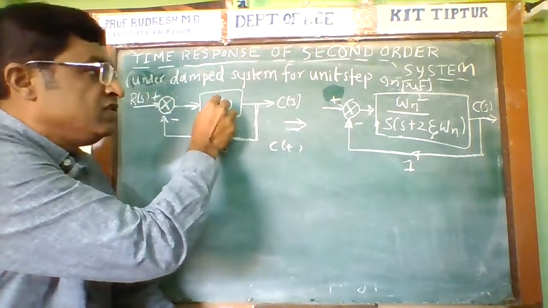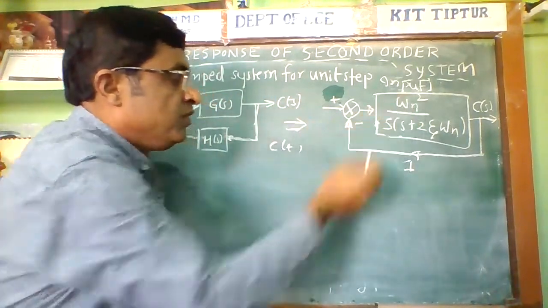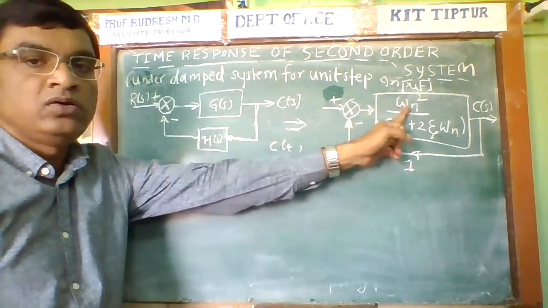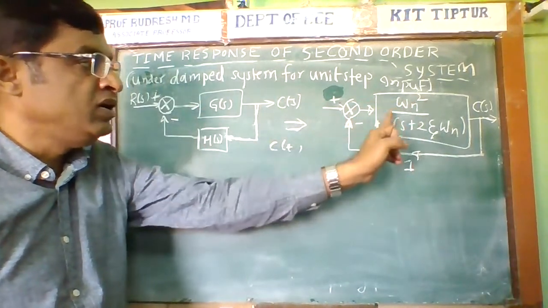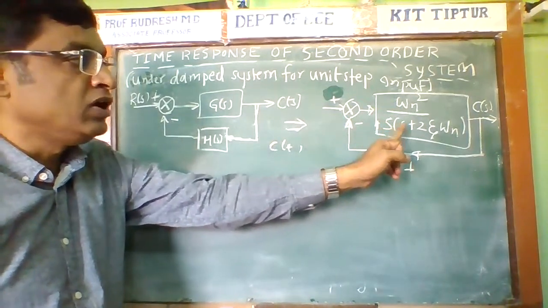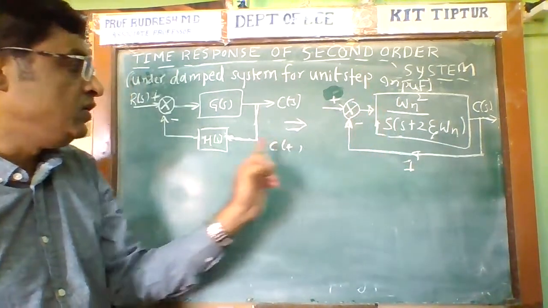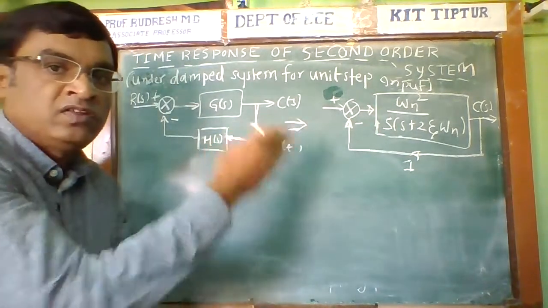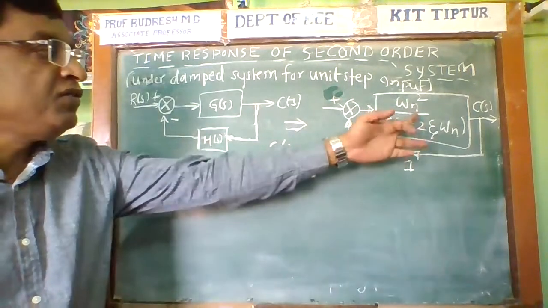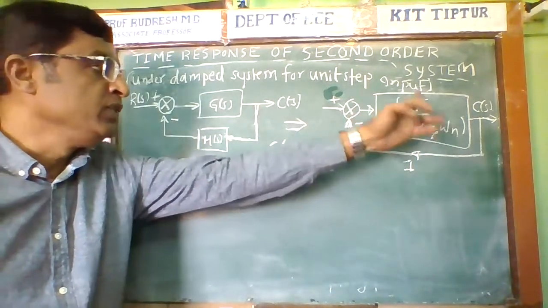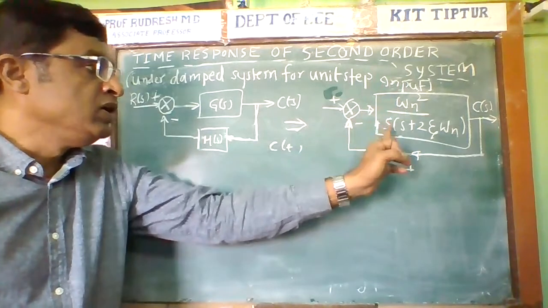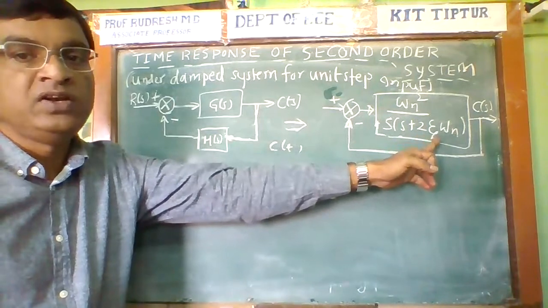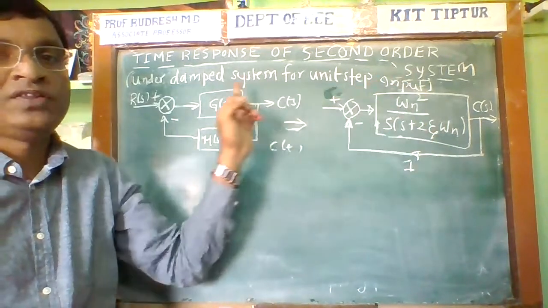Now G(s) is the feed forward transfer function, and for the second order system, what is the G(s) value? G(s) is equal to ωn² divided by s(s + 2ζωn), and H(s) is equal to 1. We should remember this standard value of G(s) for the second order system: ωn² divided by s(s + 2ζωn).